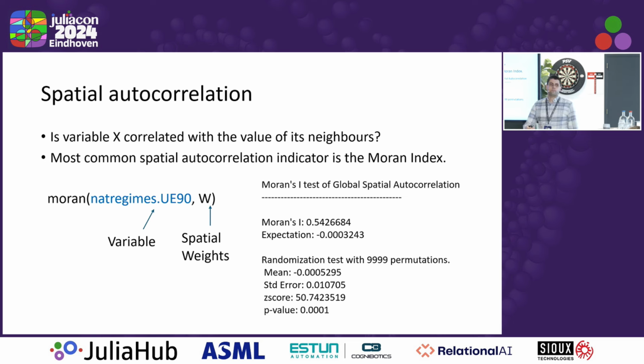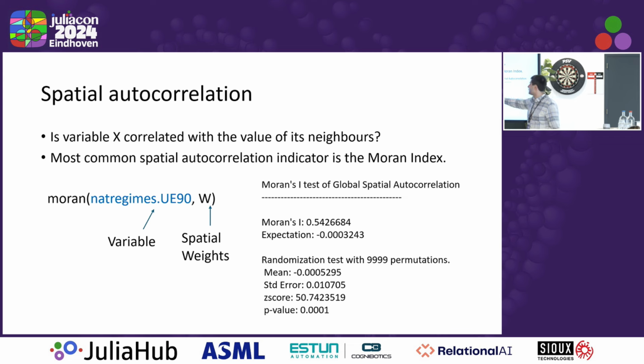Then we can compute spatial autocorrelation statistics, which basically answer the question: is variable x correlated with the value of its neighbors? The most famous spatial autocorrelation statistic is called the Moran index. We can compute this with a single command. Just set which variable we want to use, and the spatial weight matrix we have calculated before. And then we get the results, and we can print the results in Julia very easily.